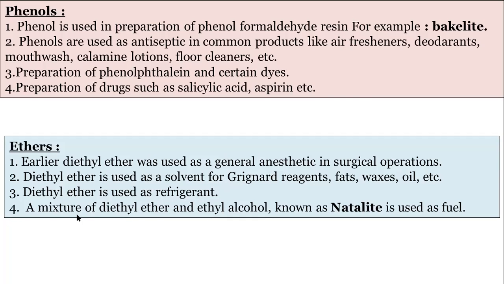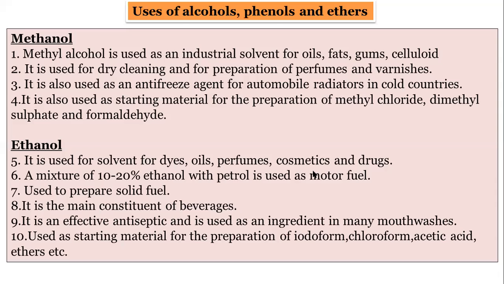A mixture of diethyl ether and ethyl alcohol, remember this mixture, diethyl ether and ethanol, is used as natalite, and it is used as a substitute for petrol. Natalite is used as a fuel. It can be used as a substitute for petrol. So this chapter is completed.